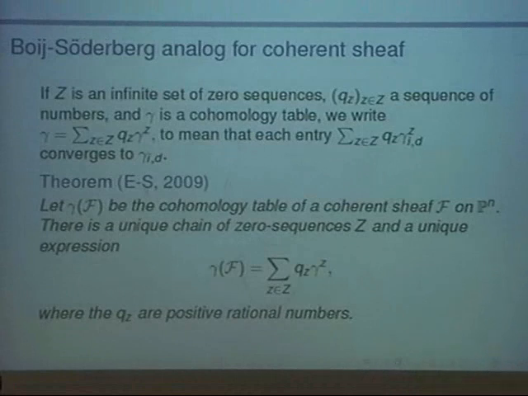And here's the result which we hope to be able to write up before 2010. I think this is pretty safe. Let gamma_F be a cohomology table for a coherent sheaf on Pn. Then there is a unique chain of root sequences Z, and a unique expression as such a sum over z in Z, where the q_z are positive rational numbers.